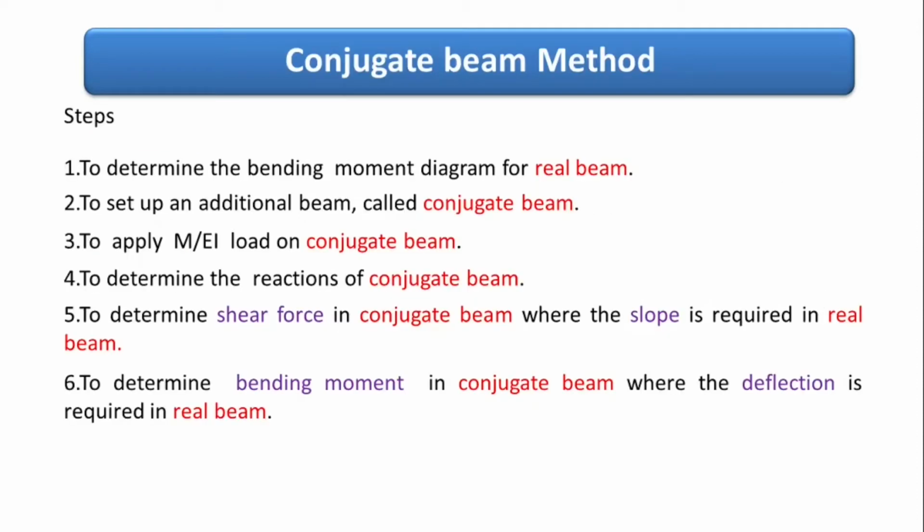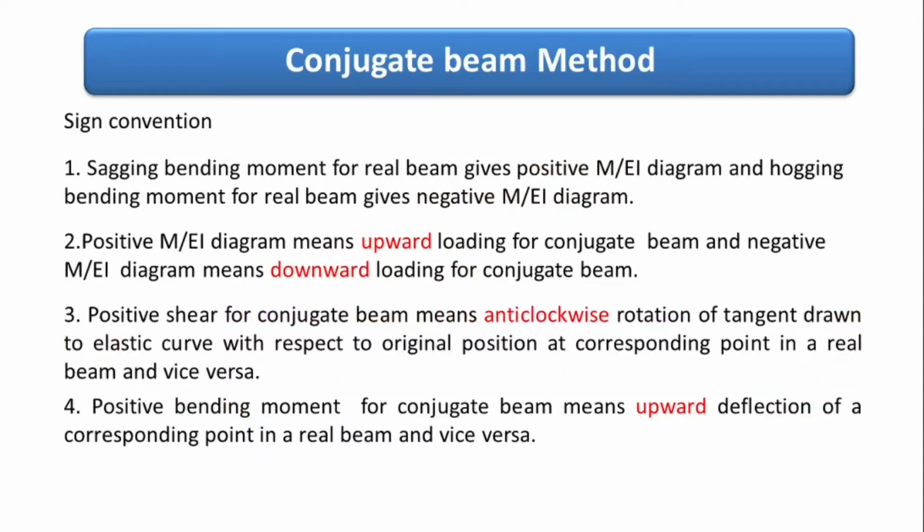Now the steps in the conjugate beam method. First is to determine the bending moment diagram for the real beam. Then apply this M by EI load on the conjugate beam. Next is to determine the reactions of the conjugate beam. Then determine the shear force in the conjugate beam where the slope is required in the real beam. And the last one is to determine the bending moment in the conjugate beam where the deflection is required in the real beam.